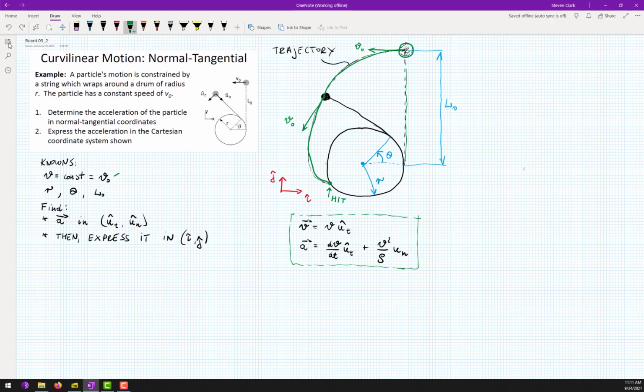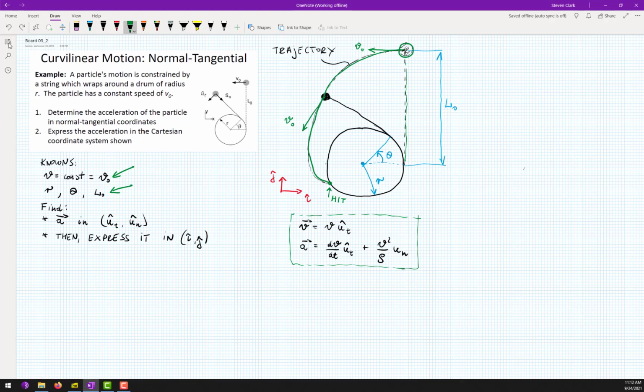Okay, so we know that velocity is constant. We know the geometry. We know r and L0, and they also define angle theta here. What they ask us for is to find acceleration of that particle in our new coordinate system. And once we find it in this new coordinate system, they ask us to bring it back to Cartesian coordinate system. So this is how I solve those problems.